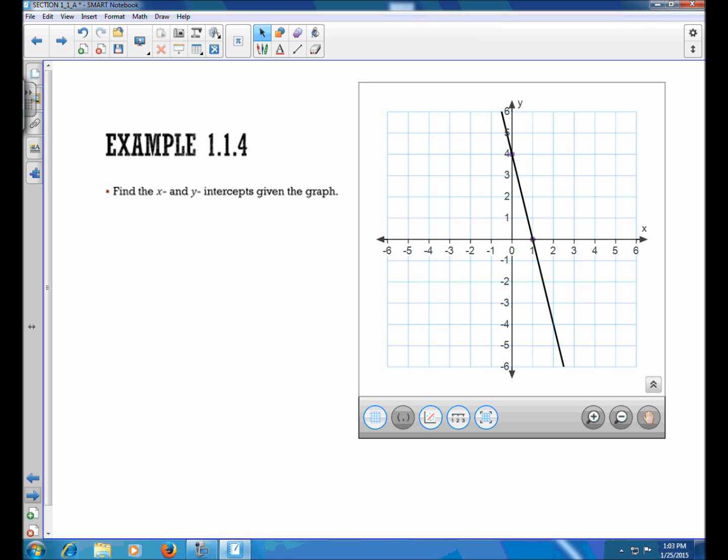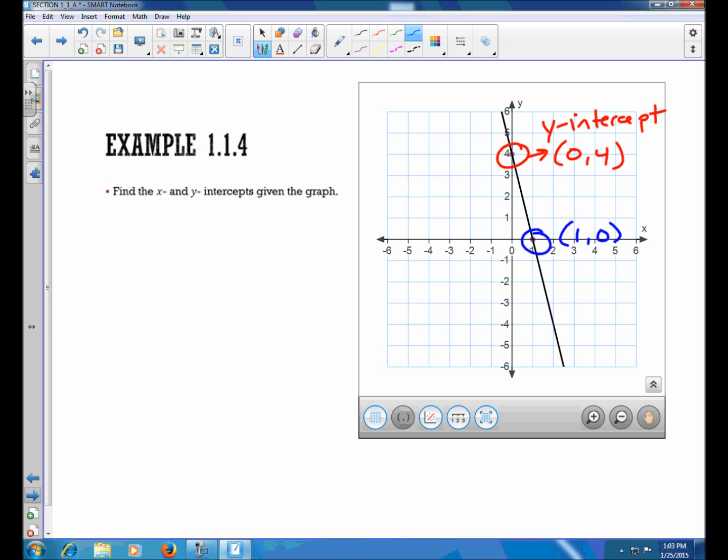Now sometimes you're given a graph and not just the equation in order to find the x and y intercepts. In this case, we can just look at the picture and determine the points where the graph crosses the lines, or where the graph crosses the x and y axis. So if we look here at the picture, you can see the graph crosses the y-axis at the point 0 and 4. And so this is our y-intercept. And then it crosses the x-axis at the point 1 and 0, and that's our x-intercept. So when you're given the graph, just use the points to locate the x and y intercept.